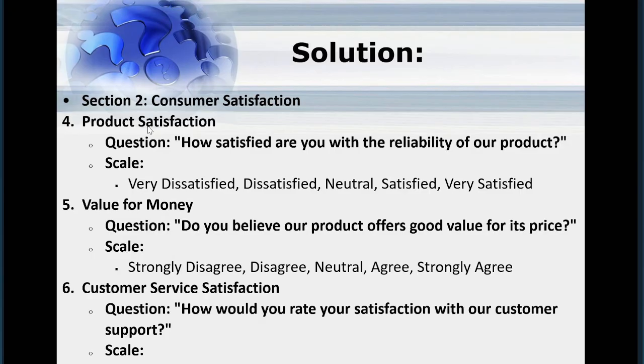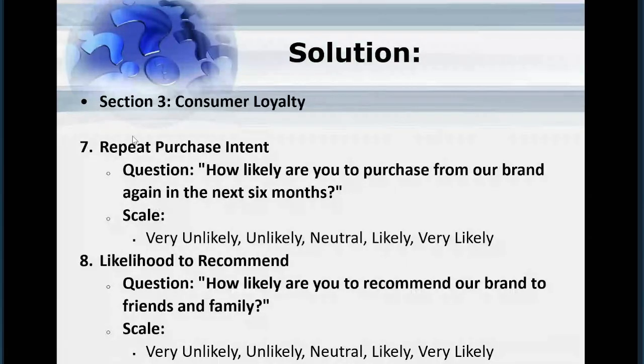The third section focuses on customer or consumer loyalty. And here we have taken two constructs, one on repeat purchase intent. The question is, how likely are you to purchase from our brand again in the next 6 months? And the scale varies from very unlikely to neutral to very likely. Another construct we have taken under this section of consumer loyalty is likelihood to recommend. The question is, how likely are you to recommend our brand to friends and family? And the scale ranges from very unlikely to neutral to very likely.